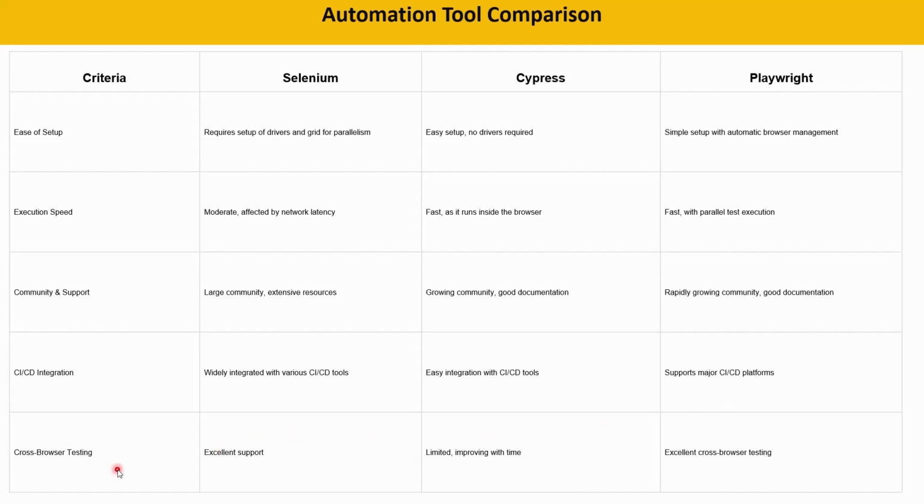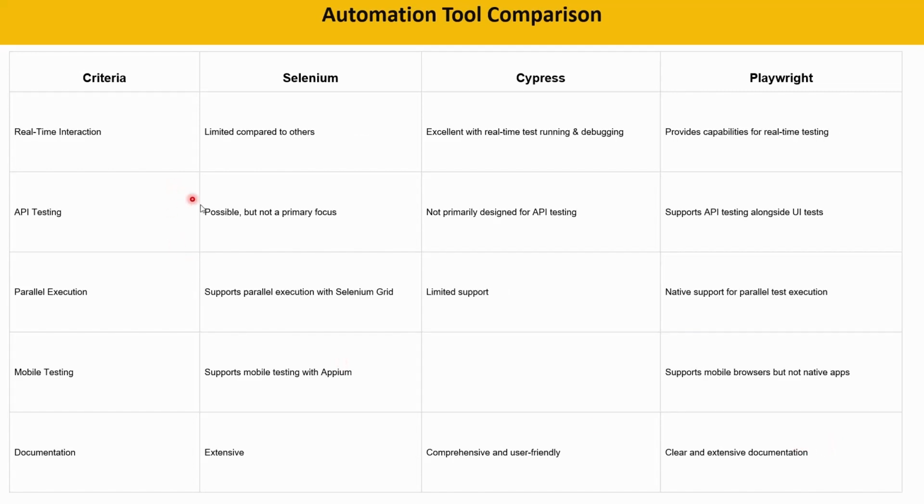If you are planning for cross-browser testing on different browsers like Firefox, Internet Explorer, Chromium, and others, Selenium provides excellent support, with the Grid feature for parallel execution. Cypress currently has limited features and is still in an improving phase. Playwright provides excellent cross-browser testing, and from a future perspective, Playwright will be one of the best tools for parallel execution.